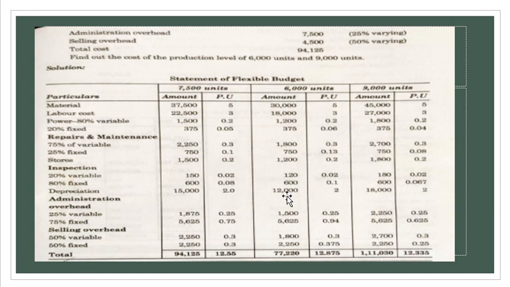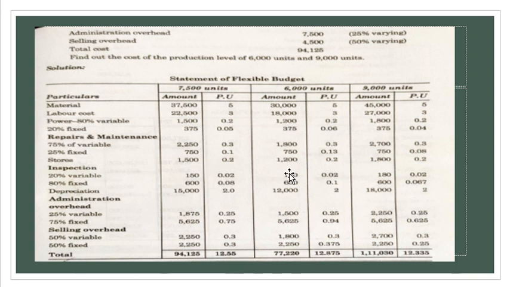So this is your total expenses which you have recorded. They have given here the total cost for 7,500 units, which is 94,125. So if you add up all your total expenses for 7,500 units, you will get a total of 94,125. The cost per unit is 12.55.